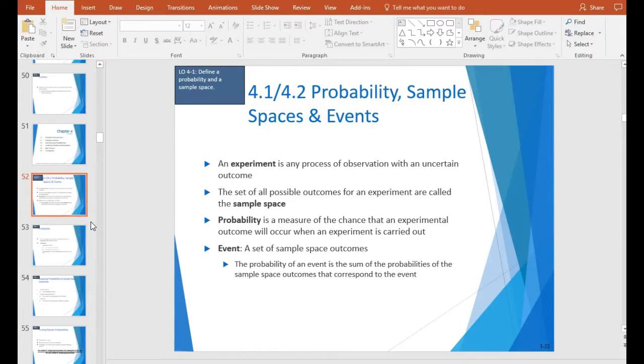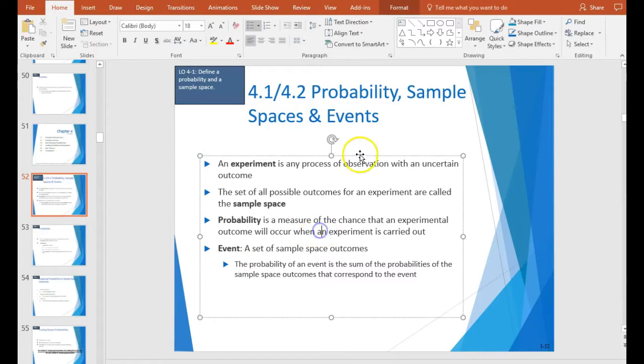4.1 and 4.2, probability, sample spaces, and events. An experiment is any process of observation with an uncertain outcome. Okay, that's easy enough. The set of all possible outcomes for an experiment is called the sample space. Probability is a measure of the chance that an experimental outcome will occur when an experiment is carried out. And an event is a set of sample space outcomes. The probability of an event is the sum of the probabilities of the sample space outcomes that correspond to the event.